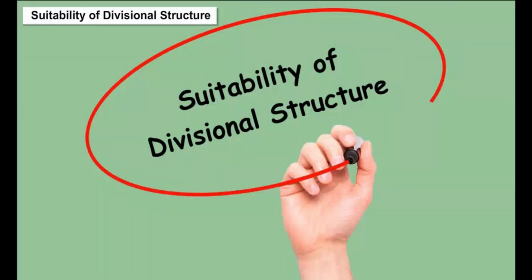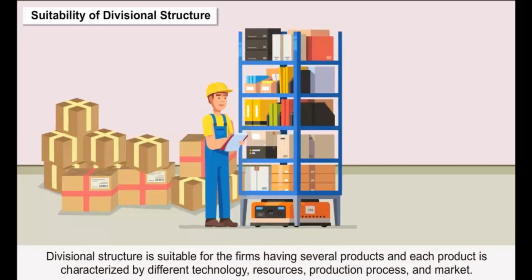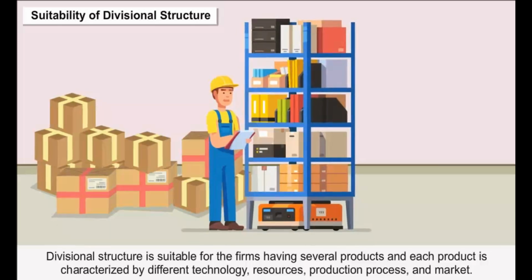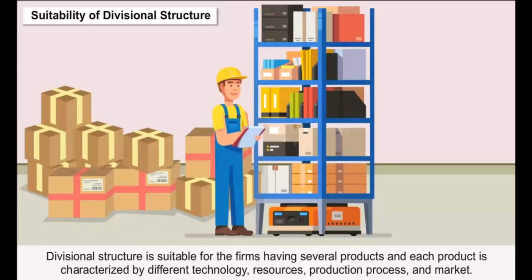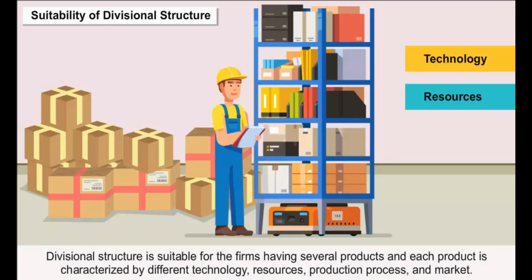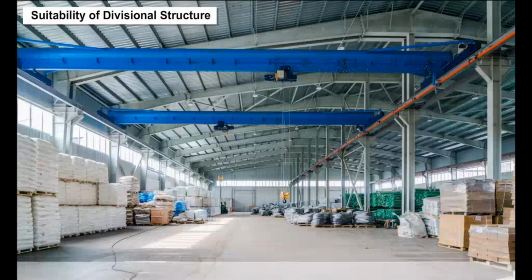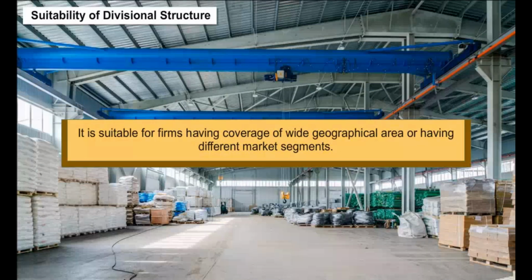Suitability of divisional structure. Divisional structure is suitable for the firms having several products, and each product is categorized by different technology, resources, production process, and market. It is suitable for firms having coverage of wide geographical area or having different market segments.